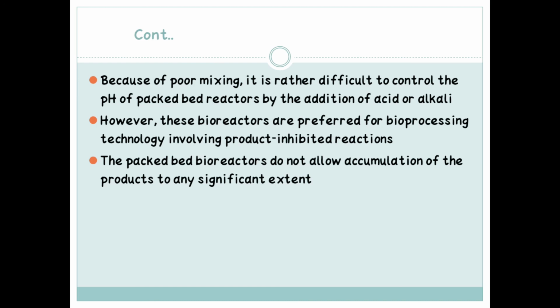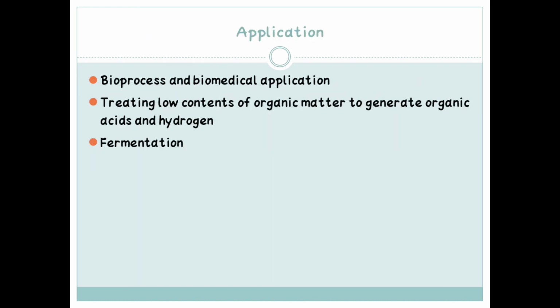Because of poor mixing, it is rather difficult to control the pH of packed bed reactors by the addition of acid or alkali. However, these bioreactors are preferred for bioprocessing technology involving product inhibited reactions. The packed bed bioreactors do not allow accumulation of the products to any significant extent.